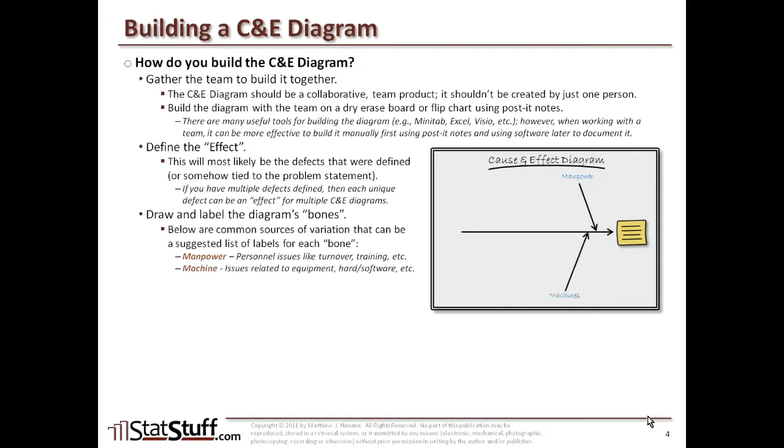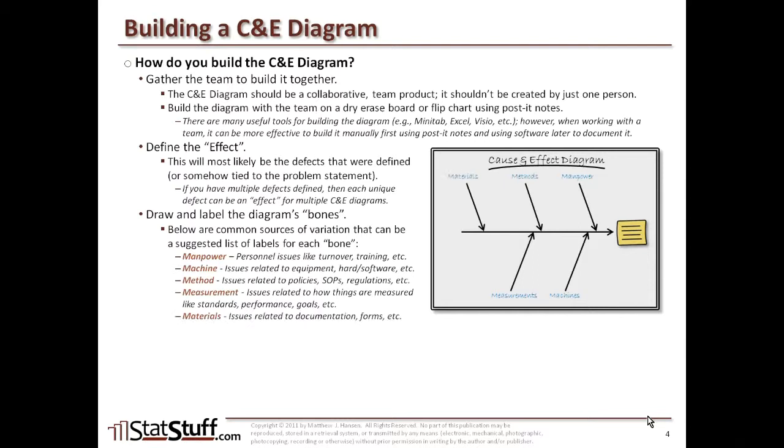And the next one could be machine. This is related to issues like equipment or hardware, software types of things that could create that undesirable effect. Another bone off of that could be methods, like issues related to policies or procedures or process steps or regulations, those kinds of things that might lead to that undesirable effect. Next could be measurements. These are issues that could be how things are measured, like standards or performance goals or targets or those sorts of things.